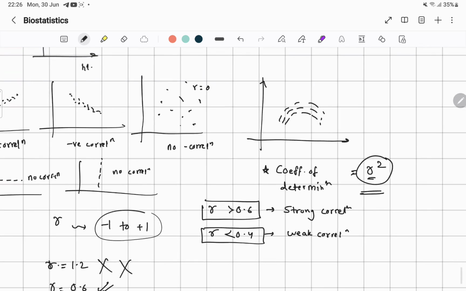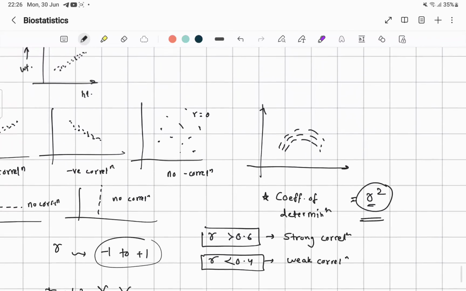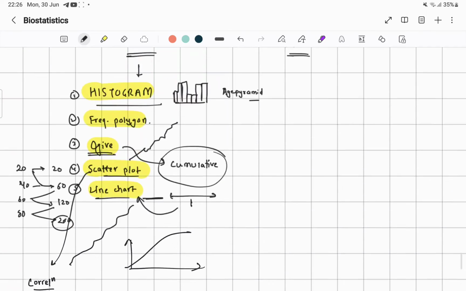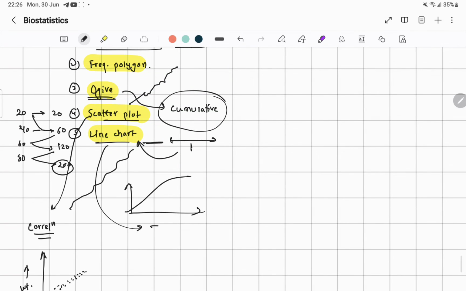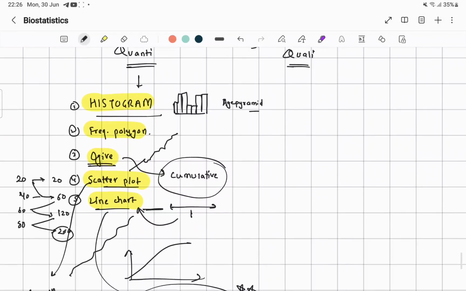Now we'll see the time chart. Time chart is basically nothing but frequency with time. If you have to see the trend of various diseases, then you can use the line chart. Okay. Now we'll discuss qualitative data.